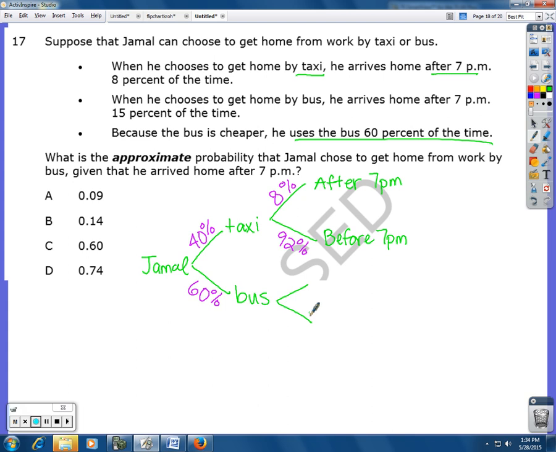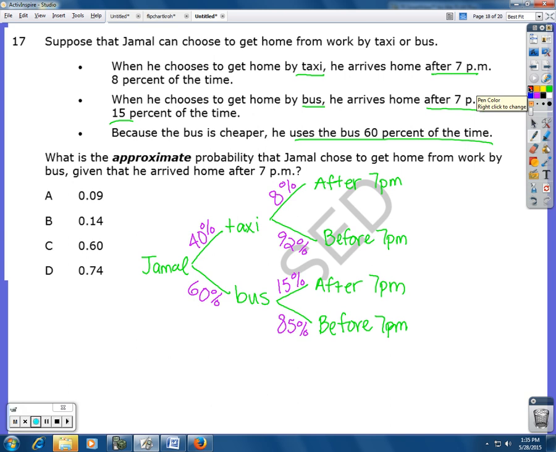If he takes the bus, it says by bus, he arrives home after 7 p.m. 15% of the time. So I'm just filling in the rest of my chart. It says 15% here, which would mean 85% here. So now I have my little tree diagram here. I'm going to look at the question that it's asking. This tree diagram just organizes the information for me.